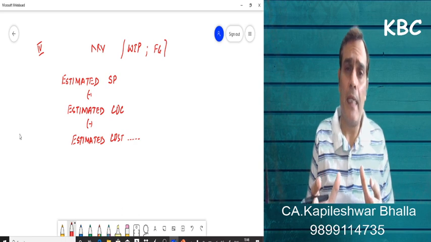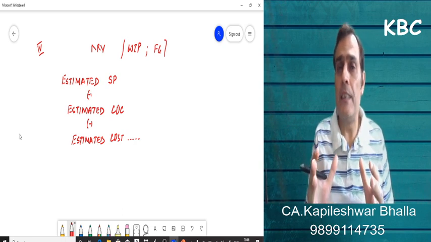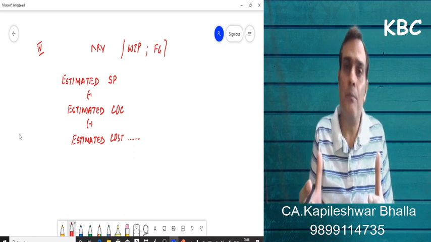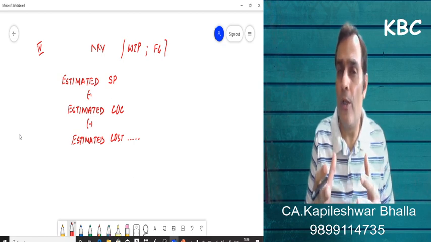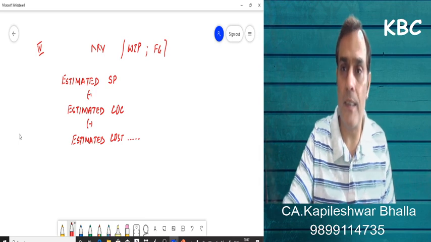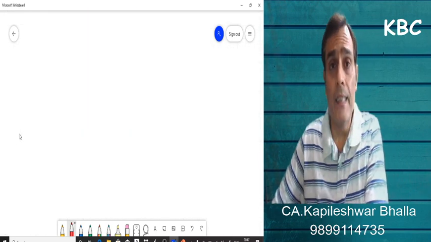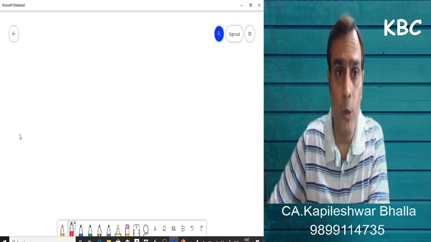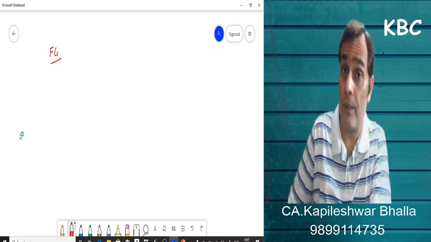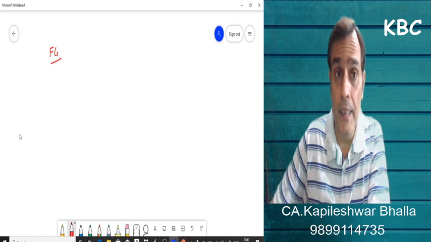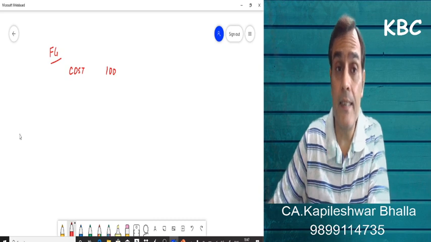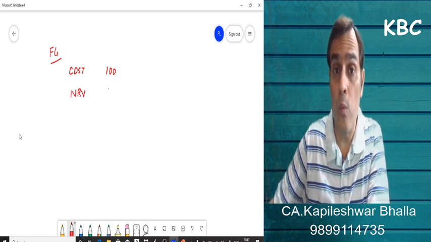Now, let me do one thing. I think we should segregate this definition in terms of FG separately and in terms of WIP separately. And at the same time, let us also understand the logic of why the estimated cost of completion is being reduced. Let's take a small example. Just imagine that I am looking at finished goods. Let's say I'm looking at finished goods, mind you, not WIP. Now, in terms of finished goods, let's say the cost of the finished goods is 100, and let's say the NRV is, let's say, 120.